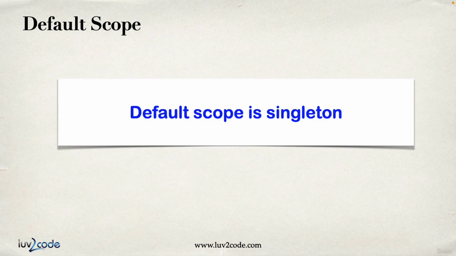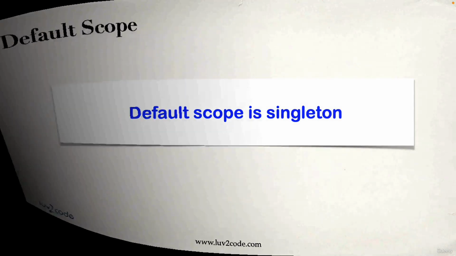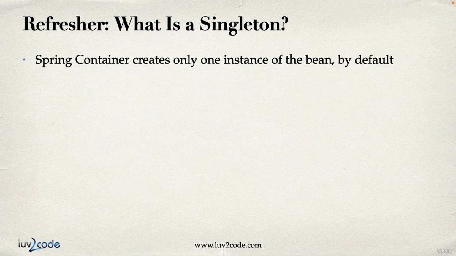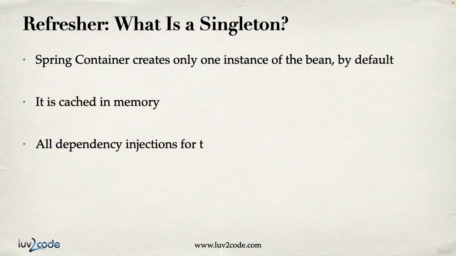Now, the default scope in Spring is singleton. Okay, so the default scope is singleton. Very important. What is a singleton? Well, Spring Container creates only one instance of the bean by default, and it's cached in memory, and all dependency injections for that bean will reference the same bean. All right, so it's just a singleton, one single item that's created in memory and shared amongst different other items.